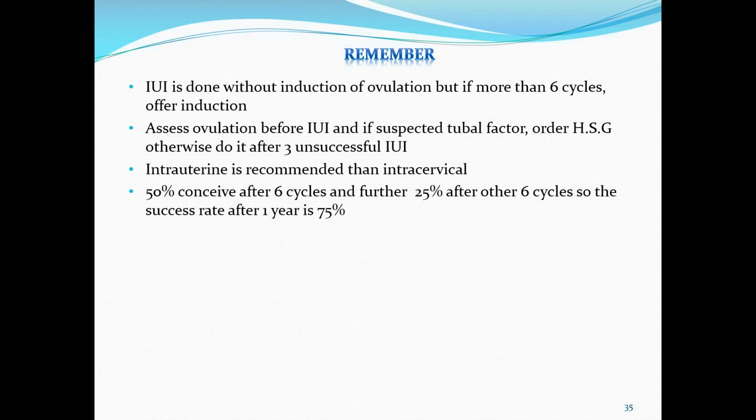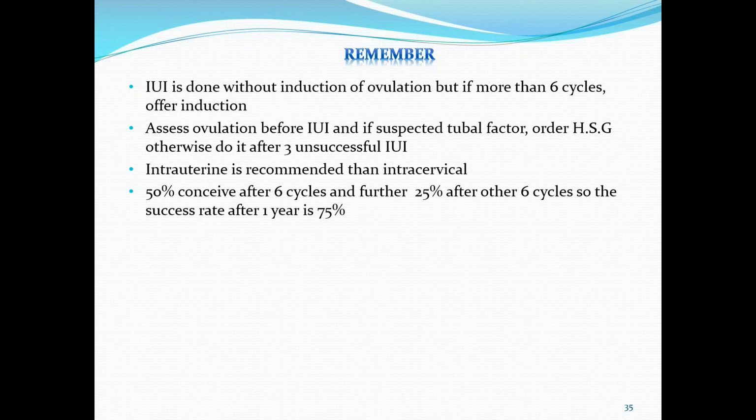The other issue is, before doing intrauterine insemination, you need to assess ovulation. But you don't need to assess the tubal factor if there is no history indicating a tubal factor. If the patient doesn't have a history of adhesions, of surgeries, no history of STI, then don't assess the tube. When to assess the tube? If after 3 unsuccessful intrauterine inseminations, you need to assess the tube by doing a hysterosalpingography.